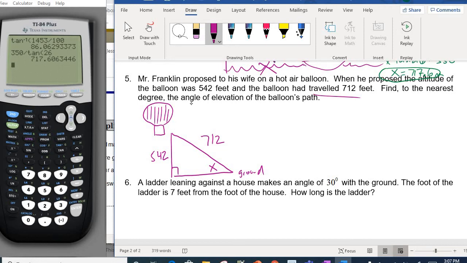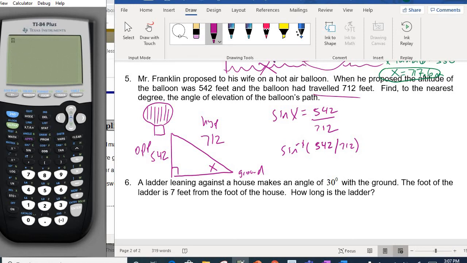So with that being said, the 542 would be opposite the angle. The 712 would be the hypotenuse, wouldn't it? So that should be the sine. The sine of the angle is equal to the opposite over the hypotenuse. Remember, please, this is where you have to do the inverse, okay? So you're going to do second sine of 542 divided by 712. And they want this to the nearest degree. Okay, so I would say x would be about 50 degrees.